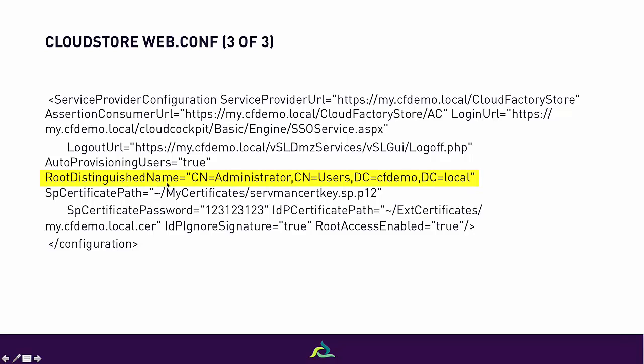The root distinguished name, in this case, you need to be careful that you validate your domain controller and location. And where is your certificate installed? We saw previously we pasted it into external certificates. Here is my CF demo local cer. And I'm not using LDP signature validation at this point. It would be important to enable it in production. So in this case, it's true. The root access is also enabled. If you want to ignore it again, change this to false, and then it won't ignore anymore.